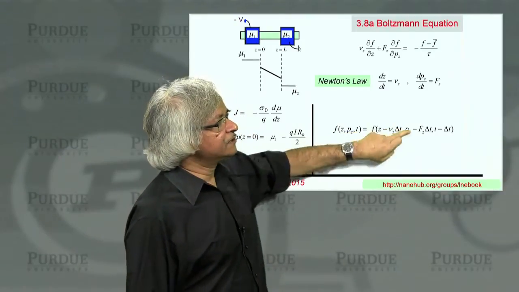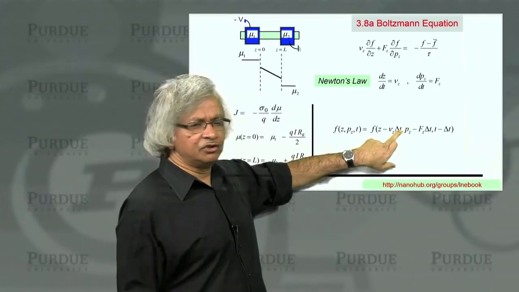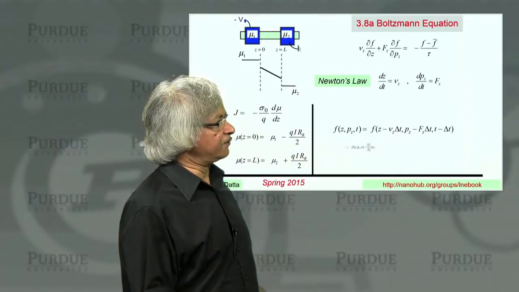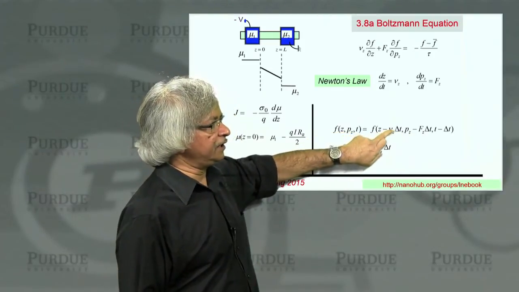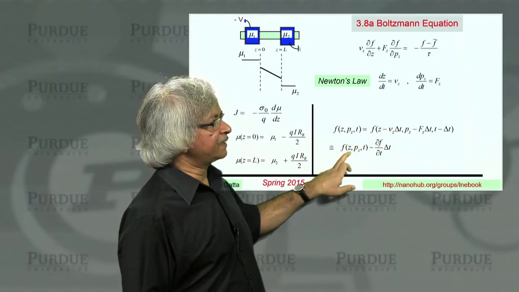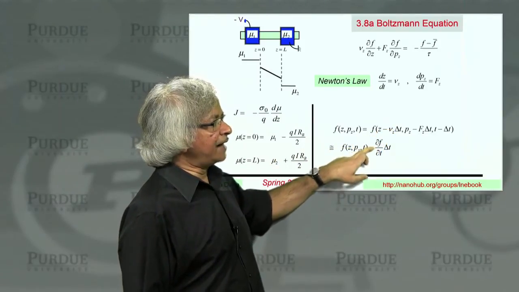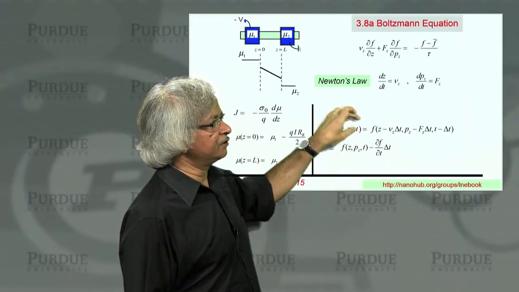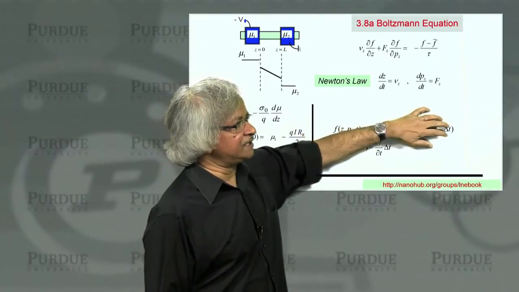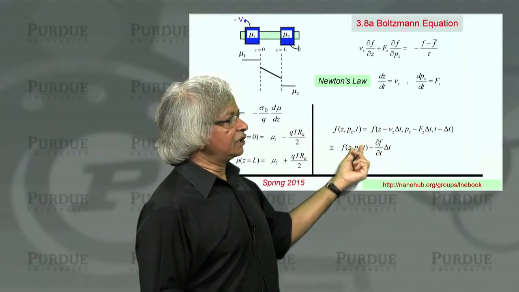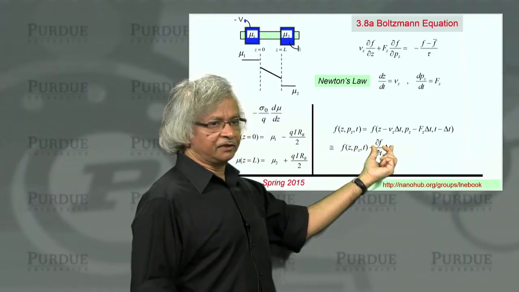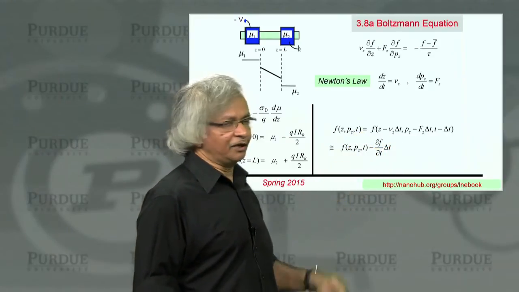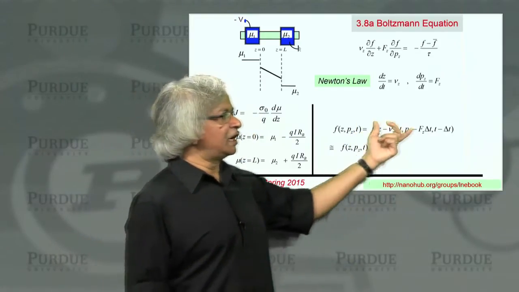Now, the next step is to take this right-hand side, assume a small delta t, and do a Taylor series type of expansion, which means you take that quantity on the right and write it as f(z, pz, t) minus the derivative of f with respect to time times delta t. Why? Because what it is at t minus delta t must be what it was at t minus the derivative times delta t. Now, this would be everything if t was the only variable involved. But then we have two other variables.